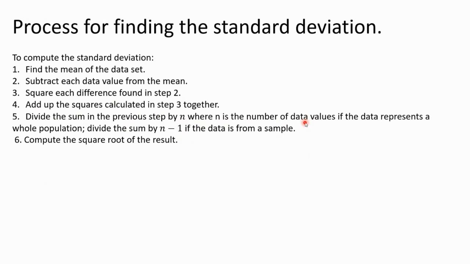If the data you have represents the whole entire population, you're going to divide by n. However, if it's just sample data, you divide by n minus 1. To be honest, I'm not 100% sure. The only reason I could think of why statisticians do this is because they want the sample standard deviation to be bigger than the population standard deviation. That's all I could think of, to be honest. And again, the last thing is you compute the square root.